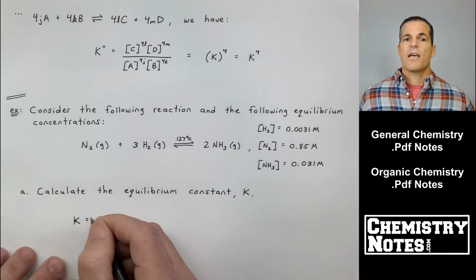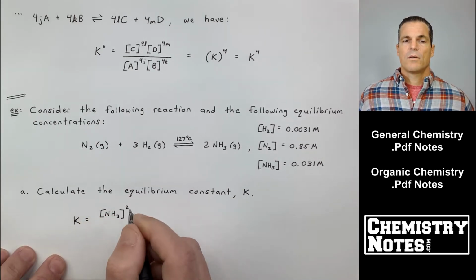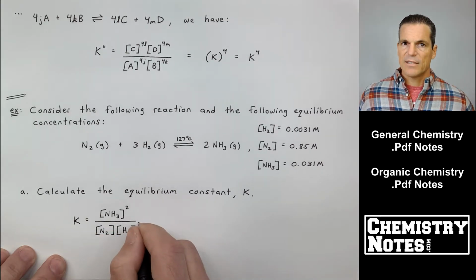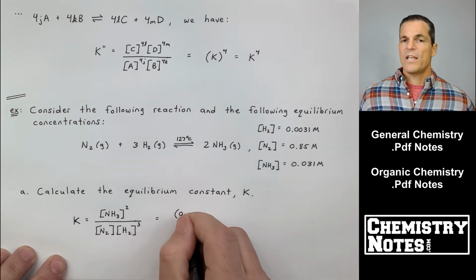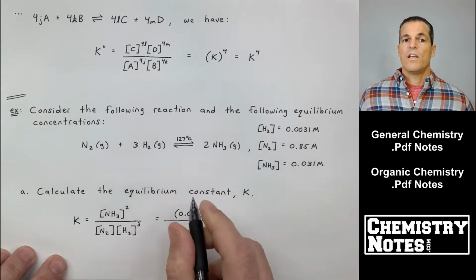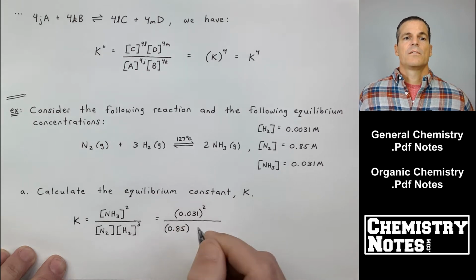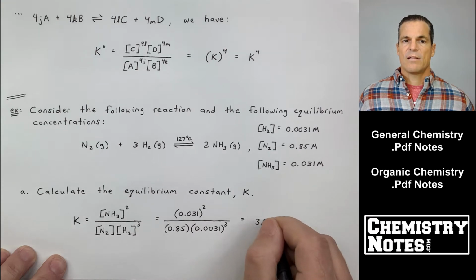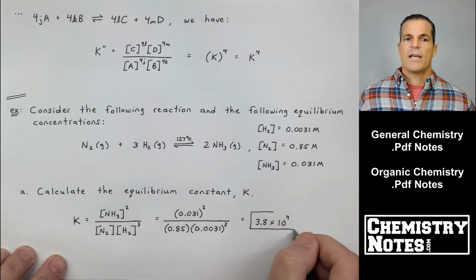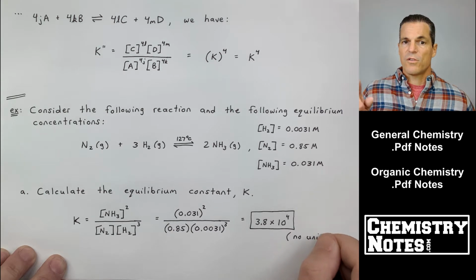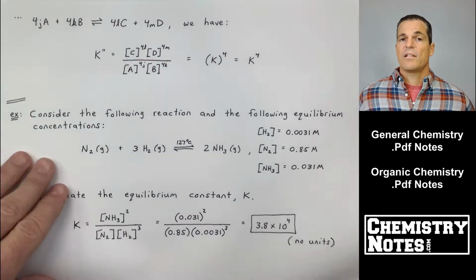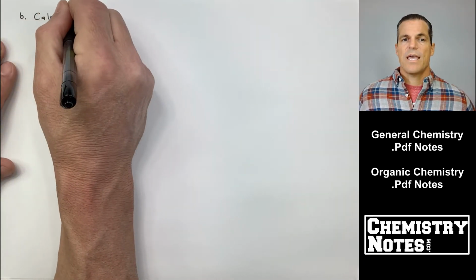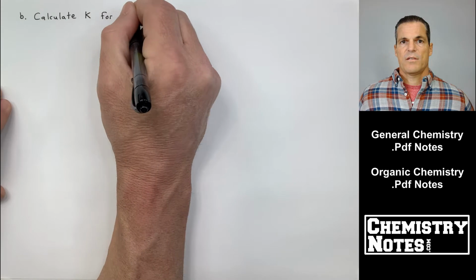A says, hey, calculate the equilibrium constant K. Well, we have just learned that K is equal to products divided by reactants, and then we use the mole ratios and the coefficients to, if we need to, raise things to the power. So K is the concentration of NH3 squared, all divided by the concentration of N2, all divided by the concentration of H2 to the 3rd power. If you do this, you should end up with 3.8 times 10 to the 4th. All right, and remember, there's no units for K. The equilibrium constant has no units for us anyway.